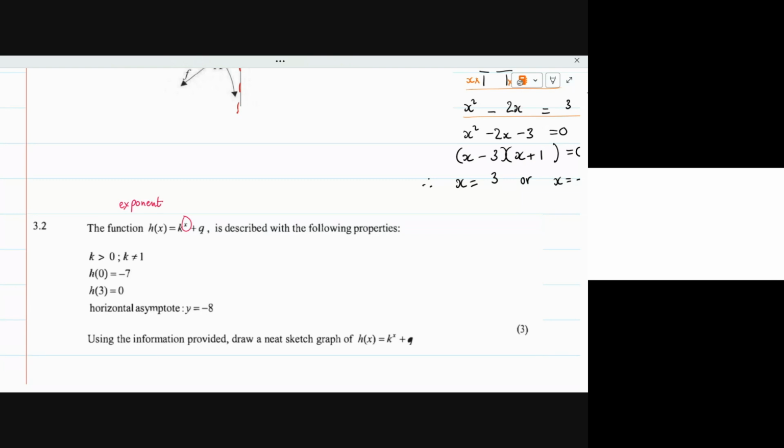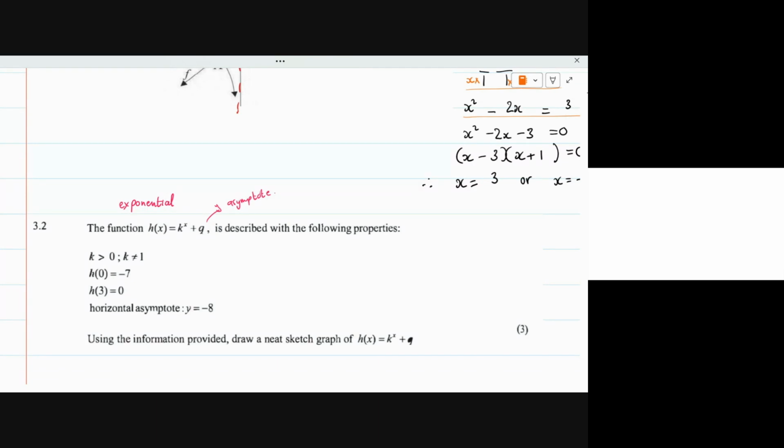Then you need to remember everything you need to know about an exponential function. We know that q is the asymptote. It only has a y asymptote, no x asymptote. So that's the y asymptote there. All right, so let's go read the information here.